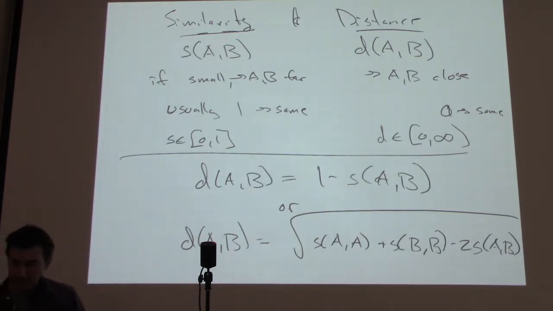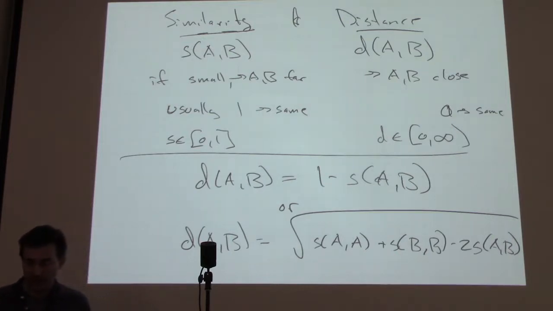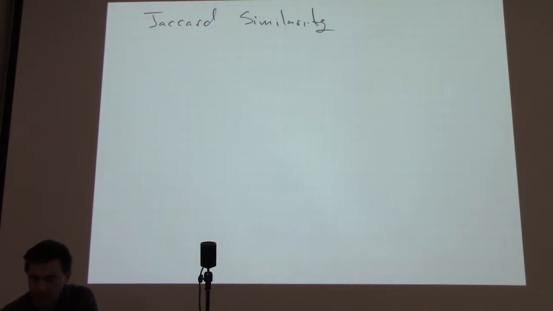Great. So there are lots of versions of similarities and distances and ways to convert between them. This is the first time I'll mention this, but it won't be the last in this class. Okay, so the main similarity we'll talk about is going to be the Jaccard similarity. And this is going to be defined between two sets.